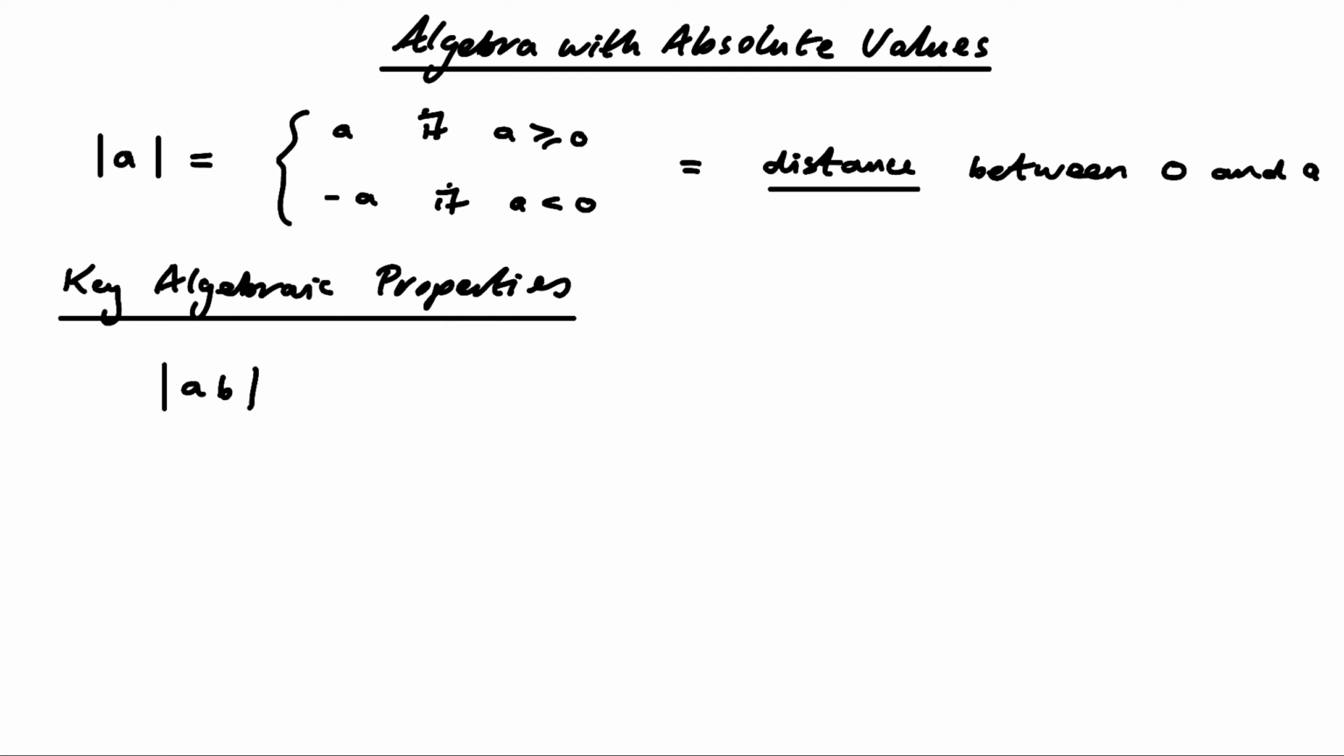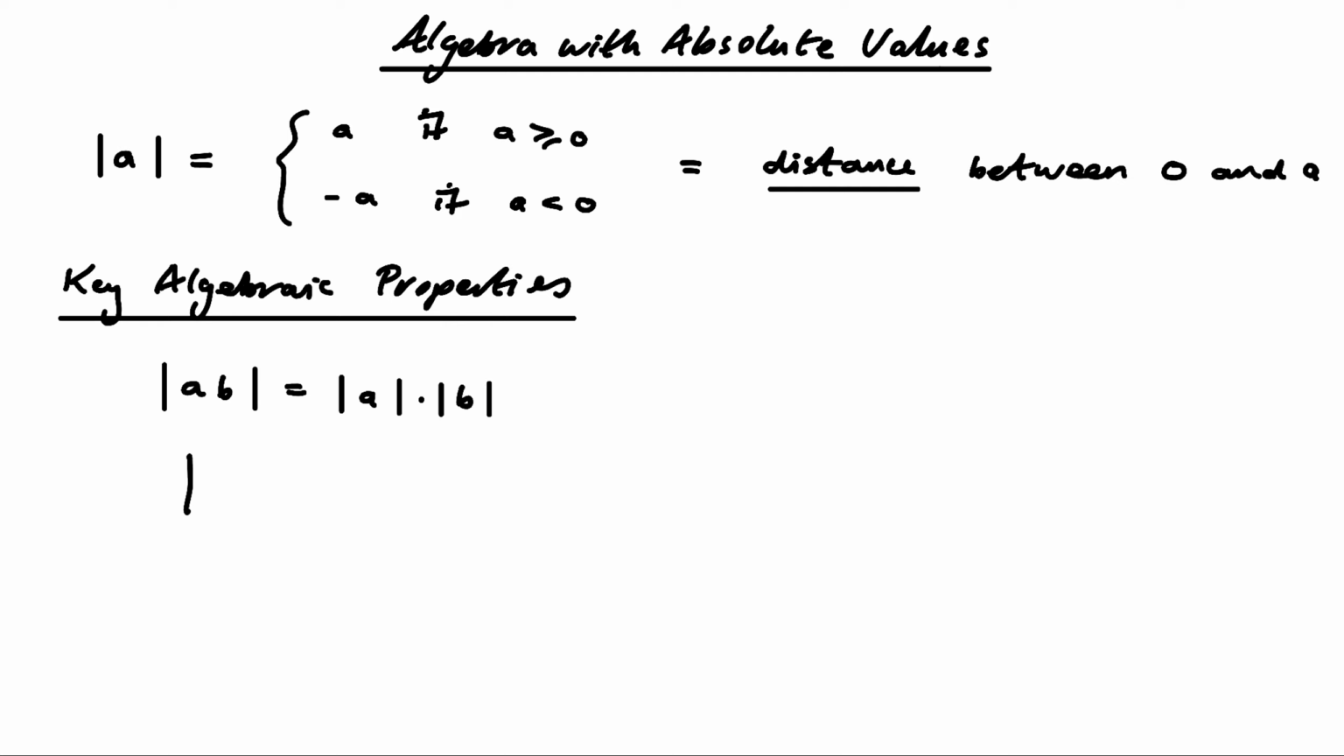So the absolute value of a multiplied by b is the absolute value of a multiplied by the absolute value of b. This is called the multiplicative property of the absolute value.